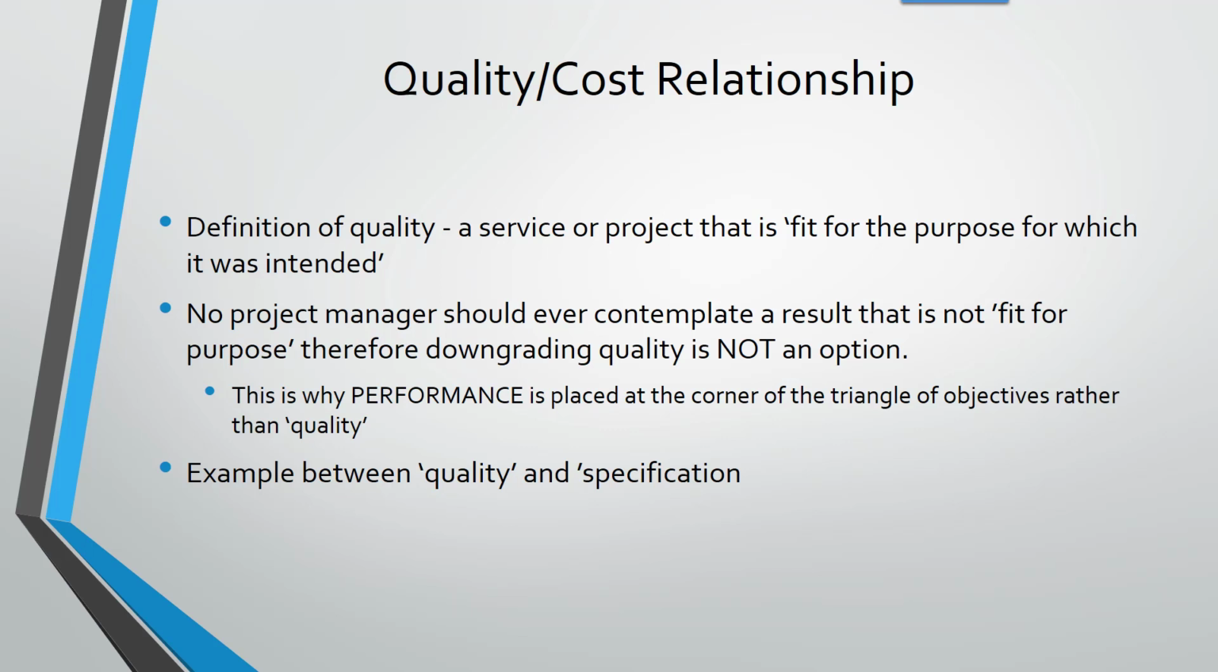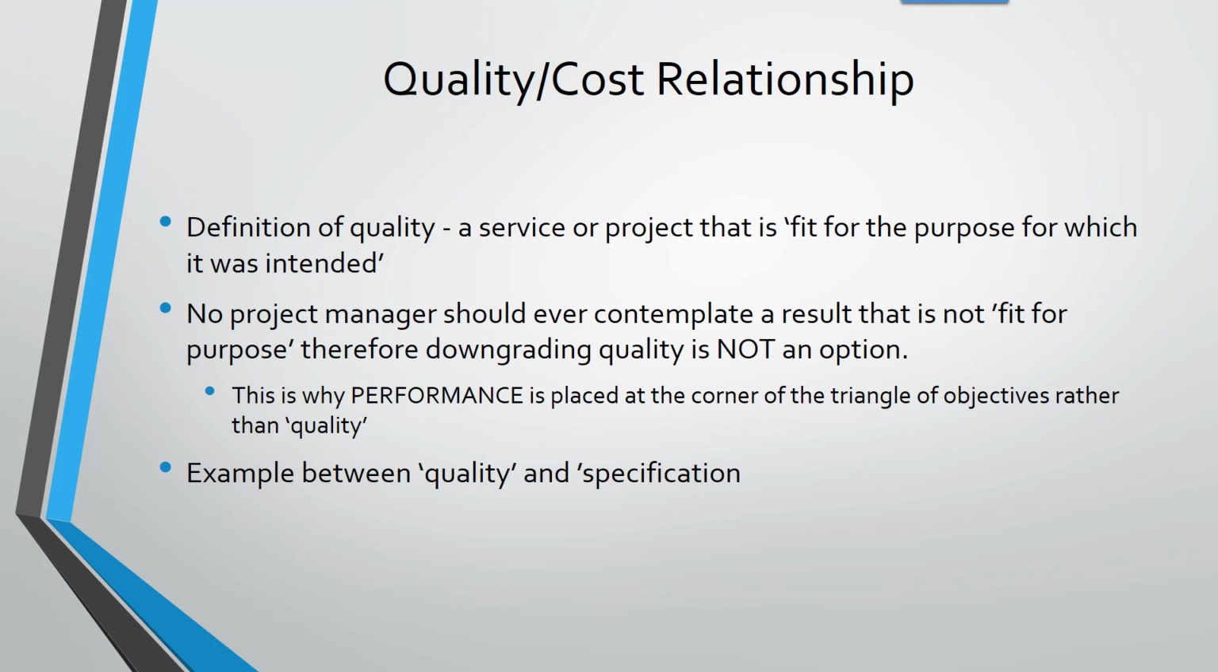Definition of quality: a service or project that is fit for the purpose it was intended, right? So that is the definition of quality, that it fits the purpose for what it was supposed to be done. No project manager should ever contemplate a result that is not fit for the purpose. Therefore, downgrading quality is not ever an option. That's why performance is placed at the corner of the triangle of objectives rather than quality.